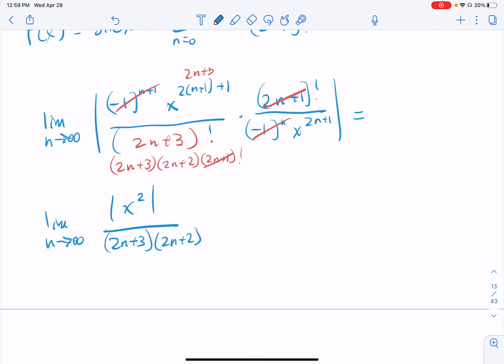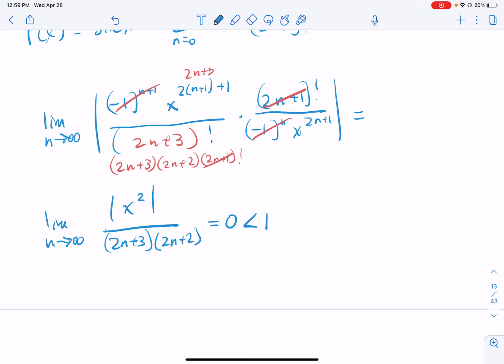Now I took it out of the absolute value. It should actually be in there, but I took it out because, you know why? It's positive. Those are positive numbers. So remember that n is the variable for the limit. x is not affected, only this denominator. It's getting infinitely big as the absolute value of x squared stays the same. So this is going to shoot down to 0, which is less than 1.